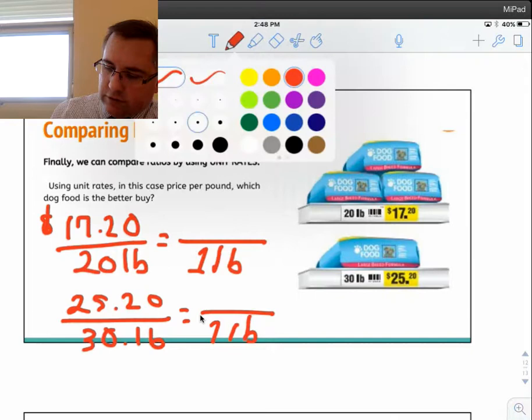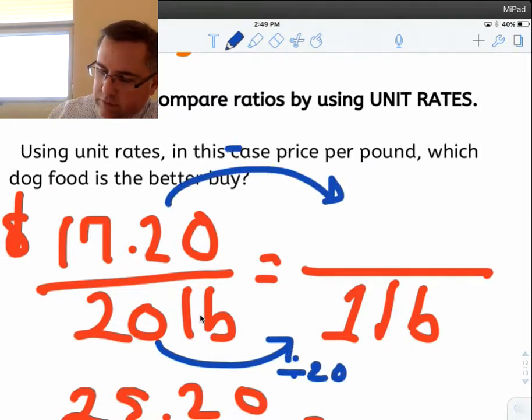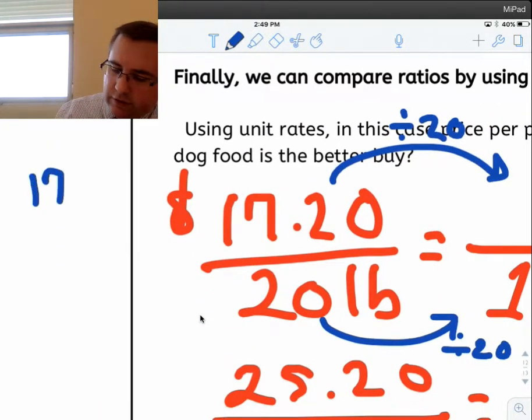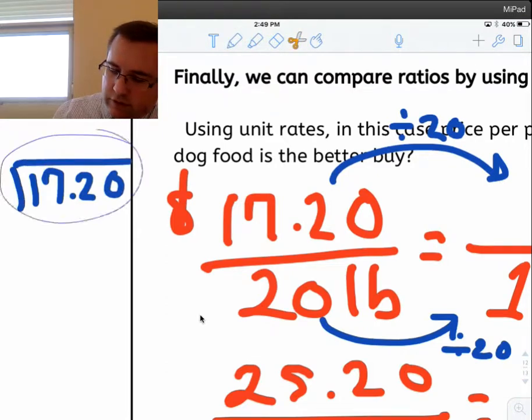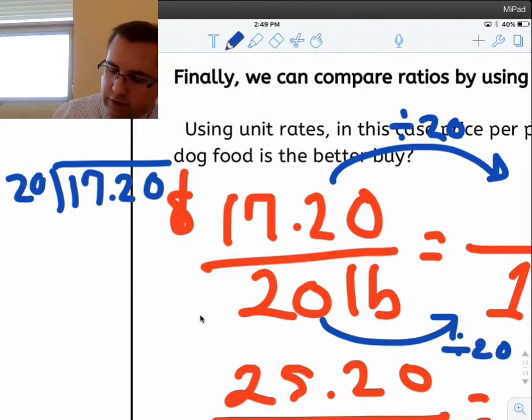So in this case here, we would be dividing top and bottom by the same values. So divide top and bottom by 20. Okay. And we would go off to the side, we do our 17.20 divided by 20.